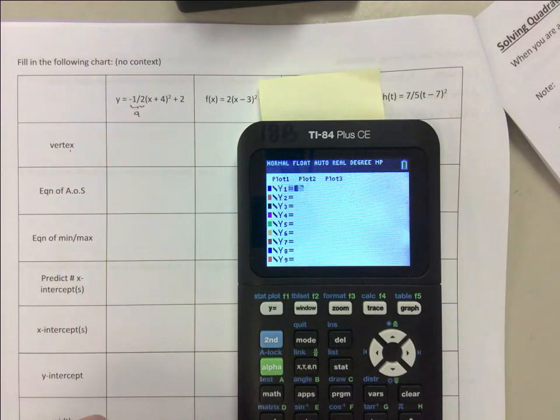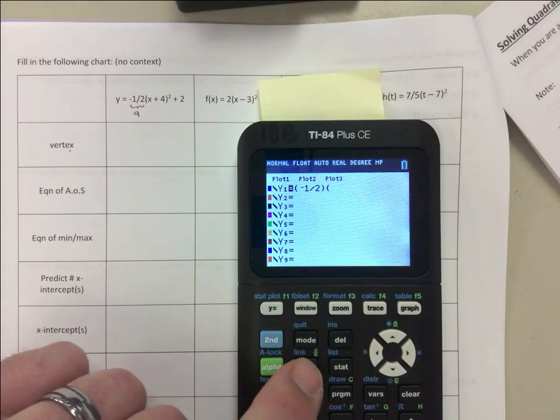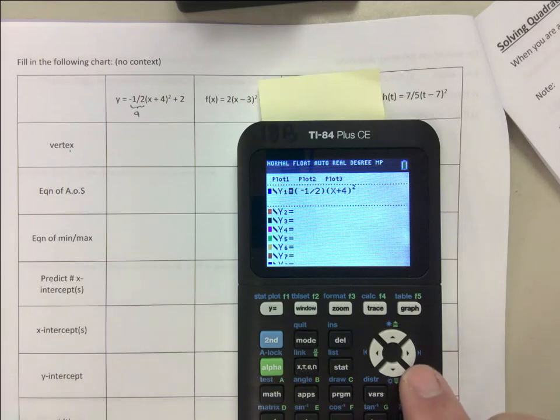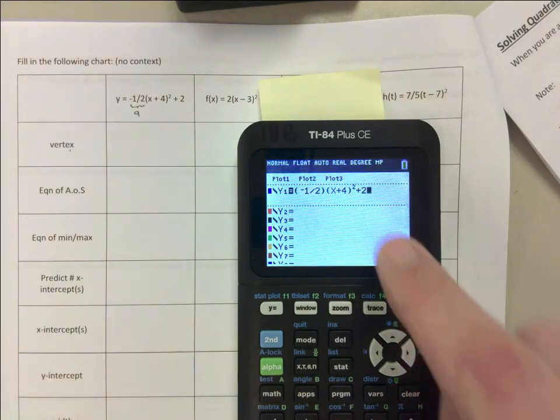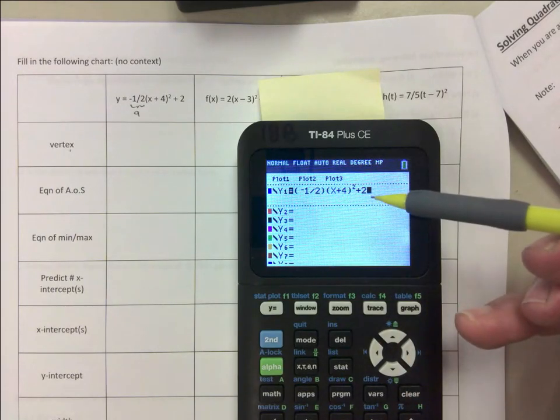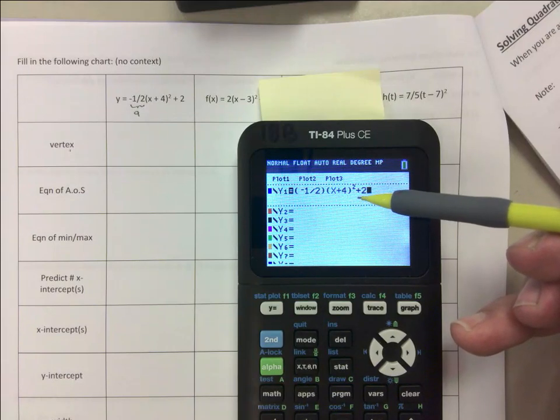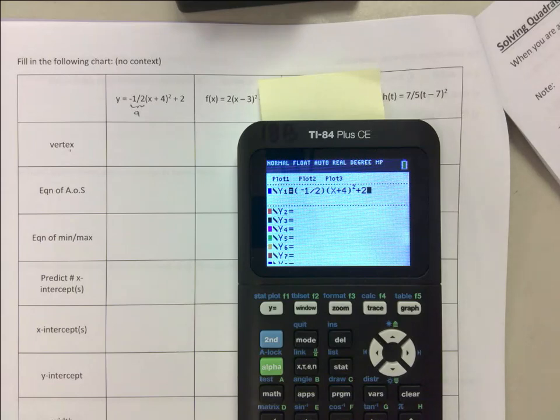I use brackets, negative 1 divided by 2, close the brackets. Then I start a new set of brackets: X plus 4, close brackets, squared. Don't forget that part. And then I go plus 2. But make sure that when you go plus 2 it doesn't add it to the exponent, so you've got to arrow sideways to come back down to the main line. That's what you should have.